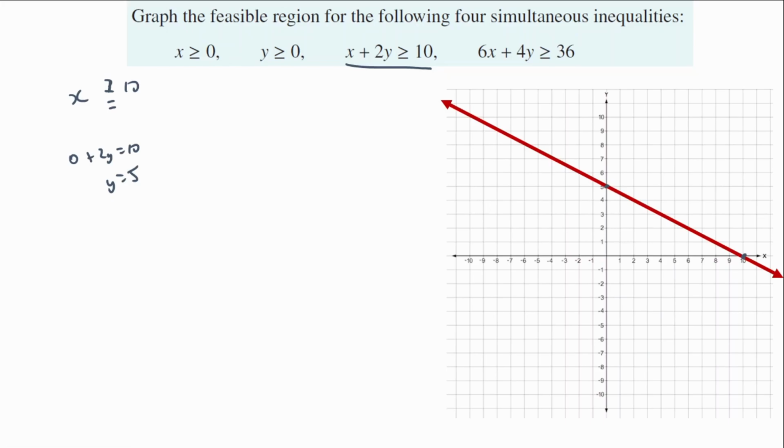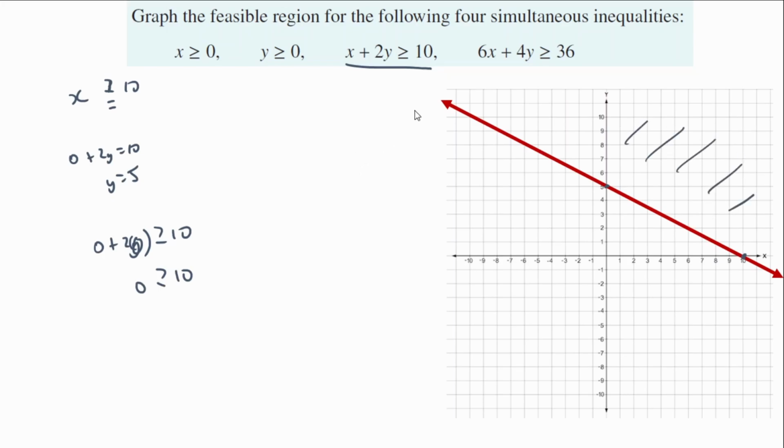Once you've done that, I need to determine whether I'm after this area or that area. So once again, just substitute a value. I'm just going to go with 0, 0 again. So I'm going to have 0 plus 2y is greater or equal to 10. That should be 2 times 0. That gives me 0 is greater or equal to 10. I should have said that before. And in this case, that is not true. So the part we're after is going to be up here.